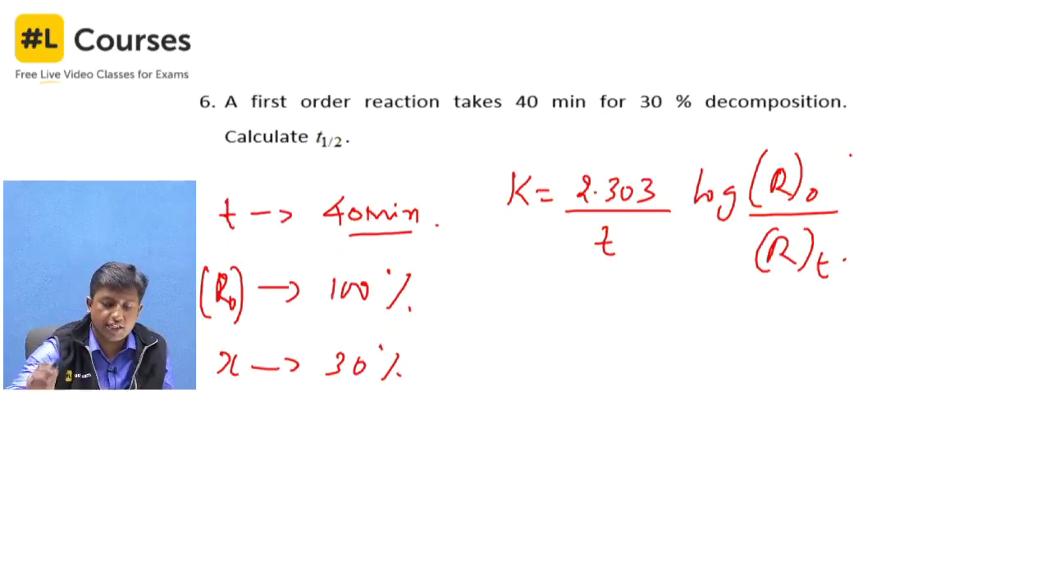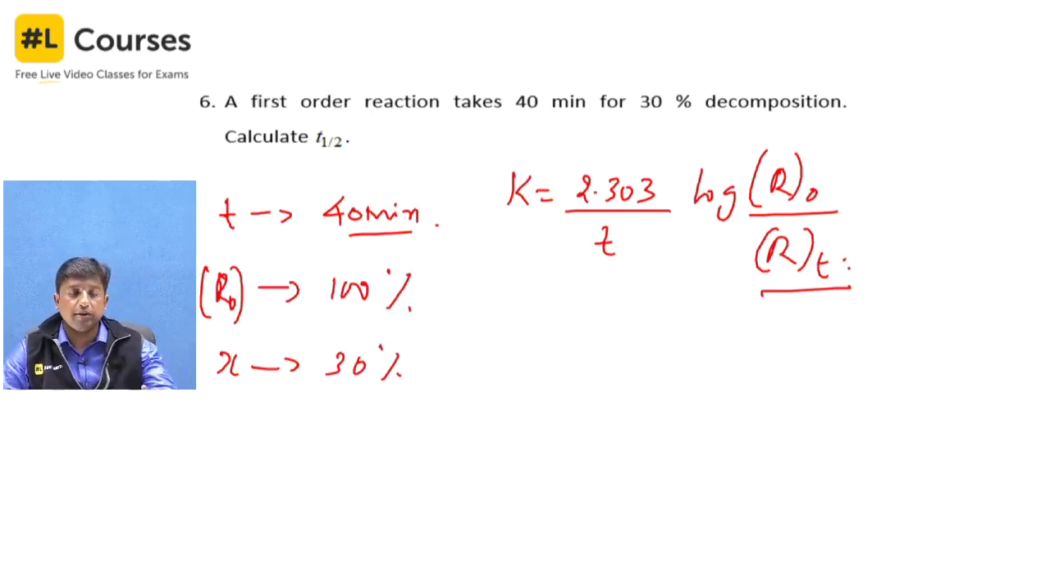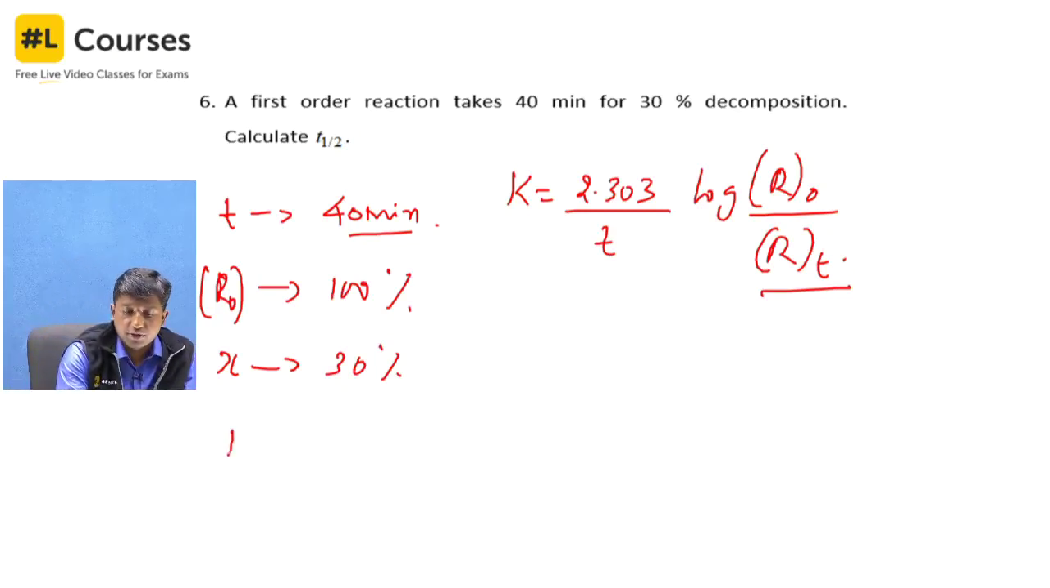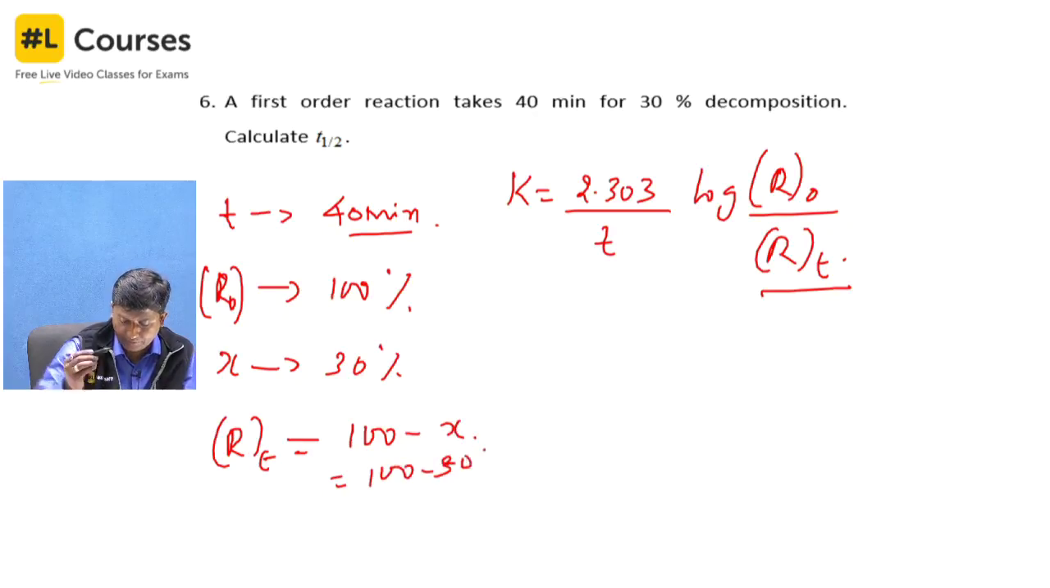Here the initial concentration they have given, students. R naught is the initial concentration. Here R t is the concentration of reactant at that particular interval of time. So here R t can be written as 100 minus x, that is 100 minus 30. That will be the R naught. Okay then. So now you need to work out this problem. Substitute the data in the equation.